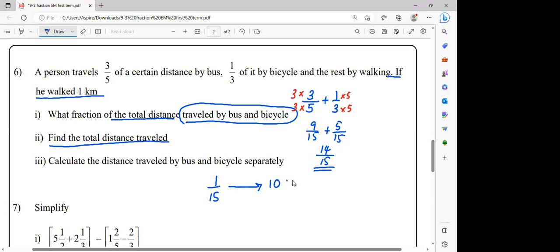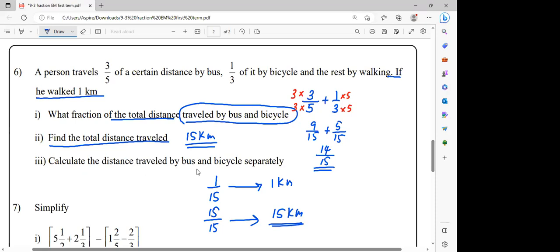That means you can consider it as 1000 meters. Okay? 1 kilometer. Then if 1 out of 15, that means 1 part is equivalent to 1 kilometer, 15 parts are equivalent to 15 kilometers, no? Because we multiply both sides by 15. That means the total distance traveled is equal to 15 kilometers.